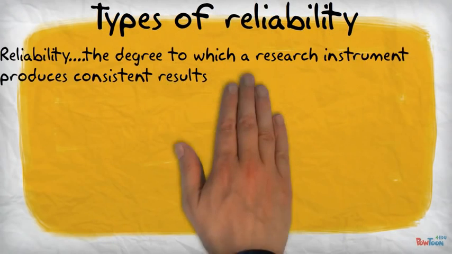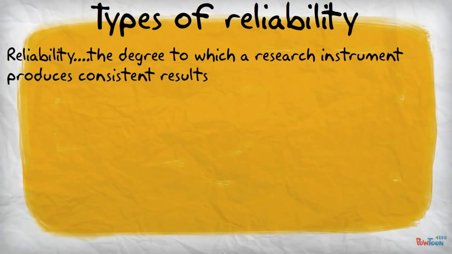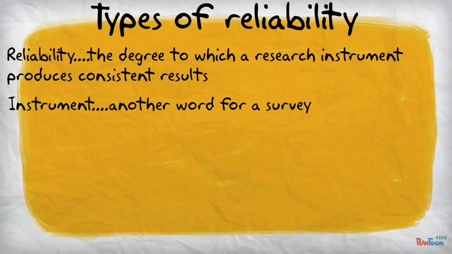Reliability is the degree to which a research instrument, an instrument is another word for a survey, produces consistent results.